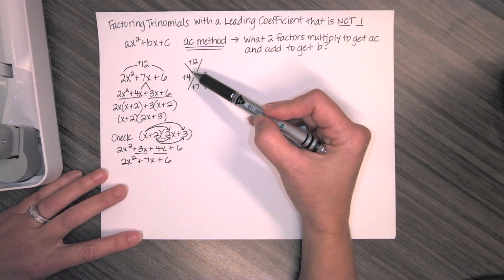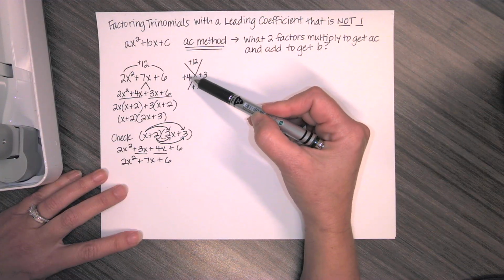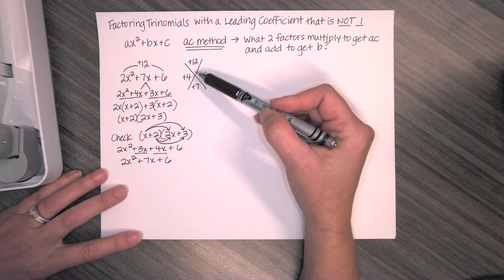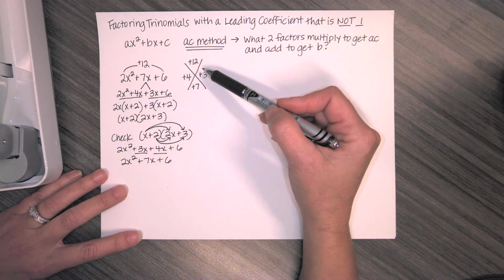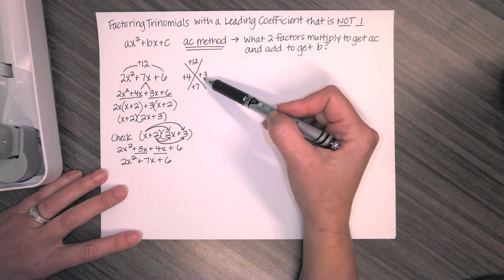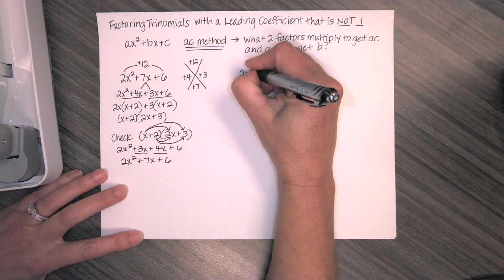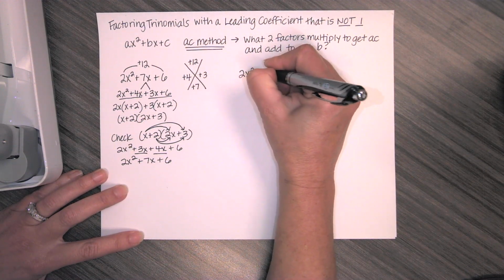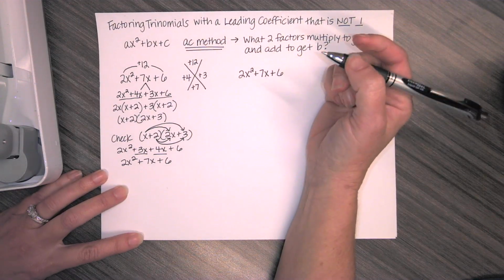Now, I want to show you one thing before I move on to the next problem. A lot of people get hung up right here when they find their two numbers and they find 4 and 3. And let's say your neighbor's working the same problem and they put the positive 3 first and the positive 4 second. Will it matter? I'm going to show you that it doesn't matter. The work will not look the same, but you will end up with the same answer.